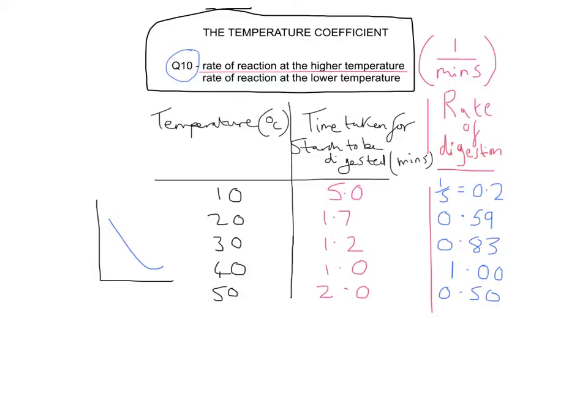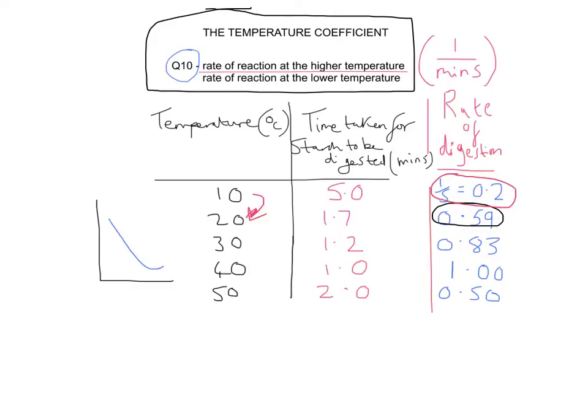Let's start with this 10 to 20 degree jump, this first 10 degrees, because the whole point of this is we look at the effect of a 10 degree rise on the rate of a chemical reaction. So we've gone up from 10 to 20 degrees Celsius, a 10 degree rise. The rate at the higher temperature, which would be 20, is this. And the rate of reaction at the lower temperature would be the number in red, this one. So we're not looking at the middle column, we're looking at the last column.